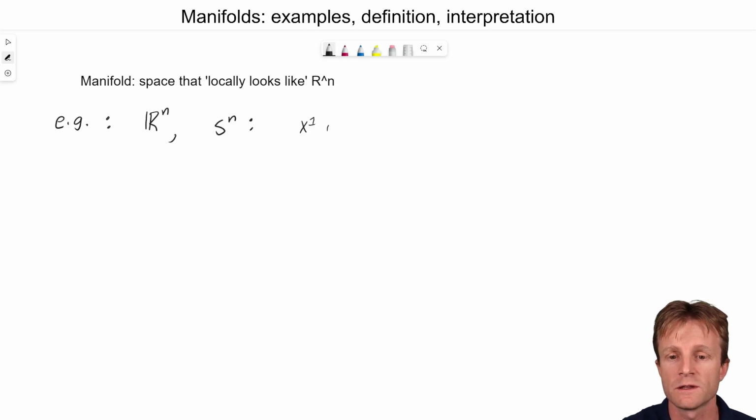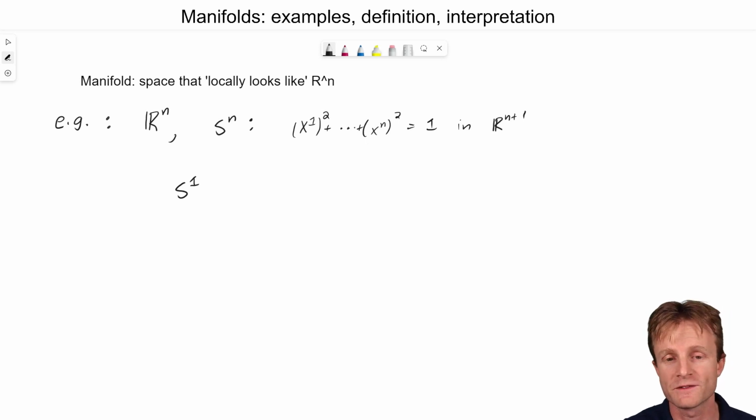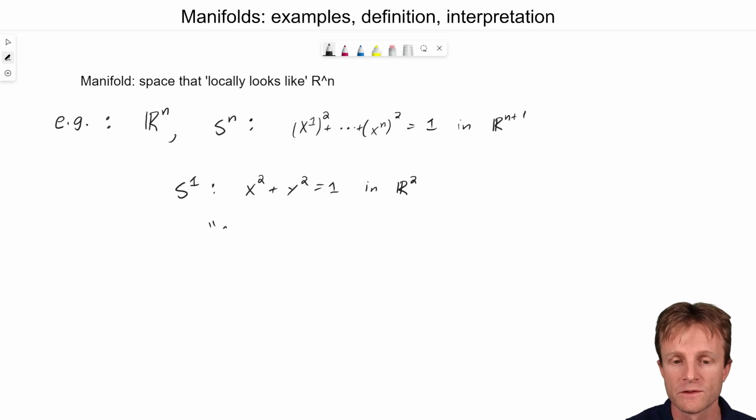That's x1 squared plus dot dot dot plus xn squared equals 1 embedded in R^(n+1). That's a definition of an n-sphere. So for example, a 1-sphere is just the set of points x squared plus y squared equals 1 in R2, which we all know as a circle.